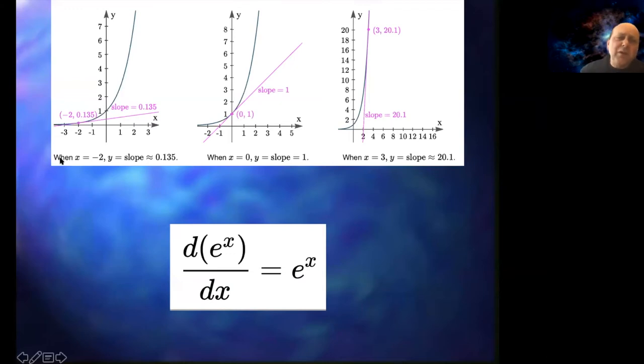But the magic is that if you go to 1 over e squared and you calculate the derivative or the gradient of that function, then the slope is exactly equal to the value of that function. Similarly, when x equals 0, e to the 0 is 1, the slope is 1. And then, here is another example. I've gone to x equals 3, and that number cubed is 20.1, and so on down the decimal places, and so is the slope. So here's another interesting function, e to the x, the derivative of it is itself.